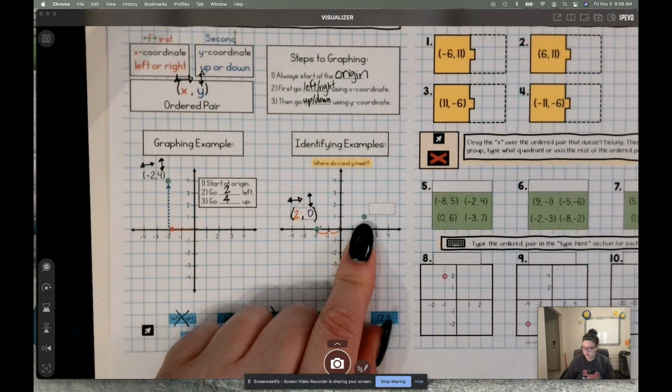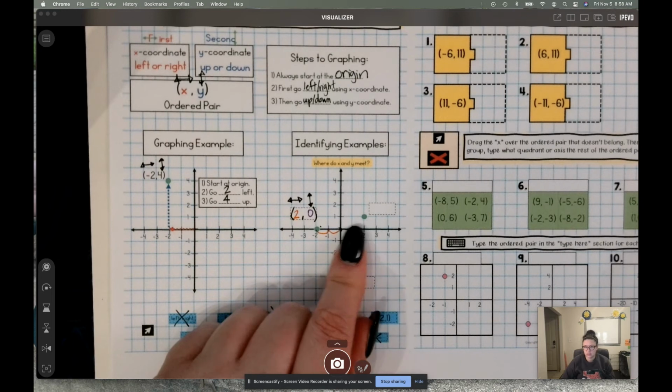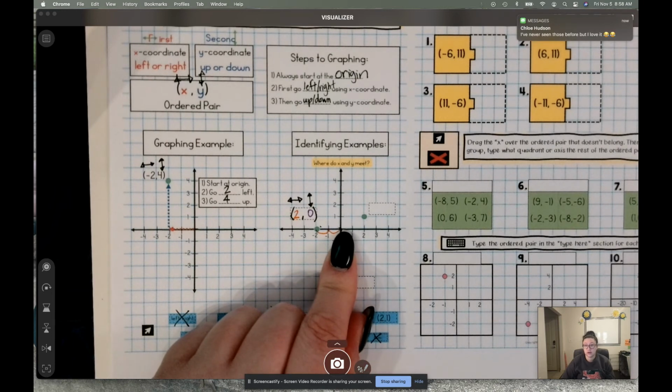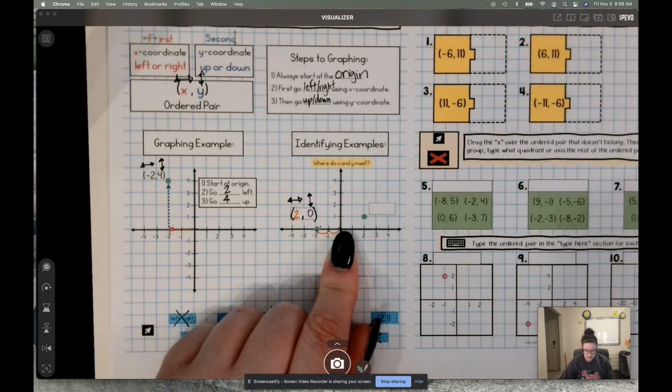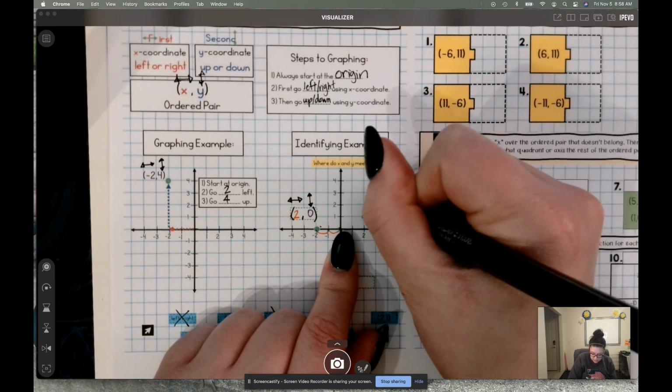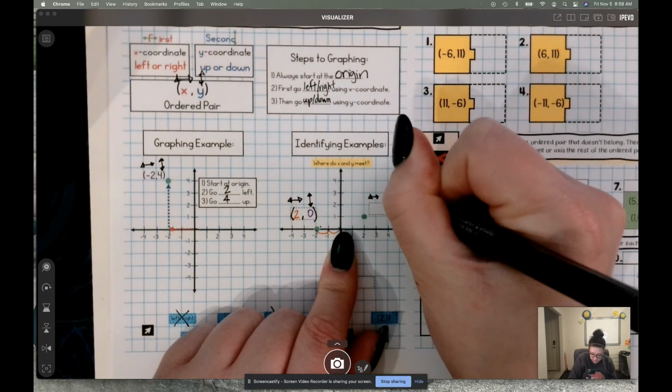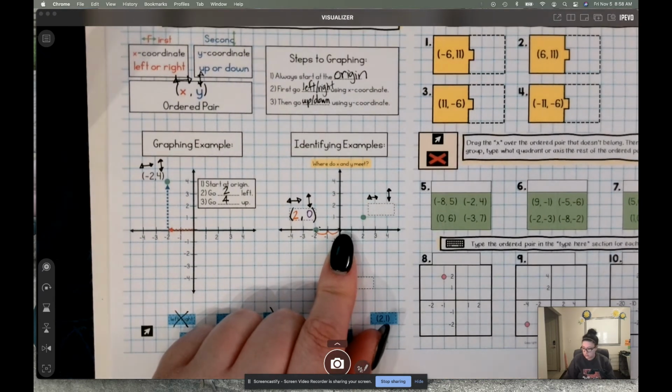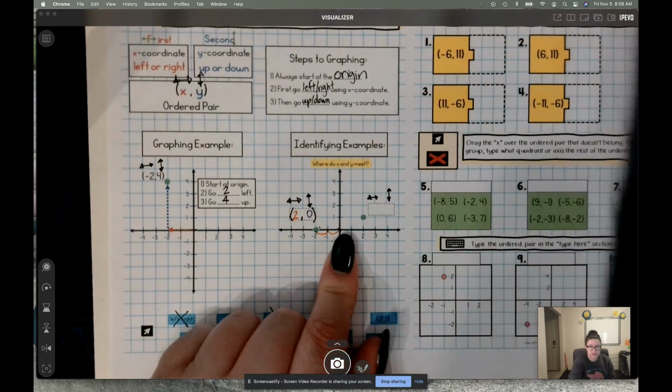Let's look at this dot here. Where do we start? We started at the origin. So now we want to take a look. Again, first, how far left or right do we go? Then how far up or down do we go? We have to go both of those directions.